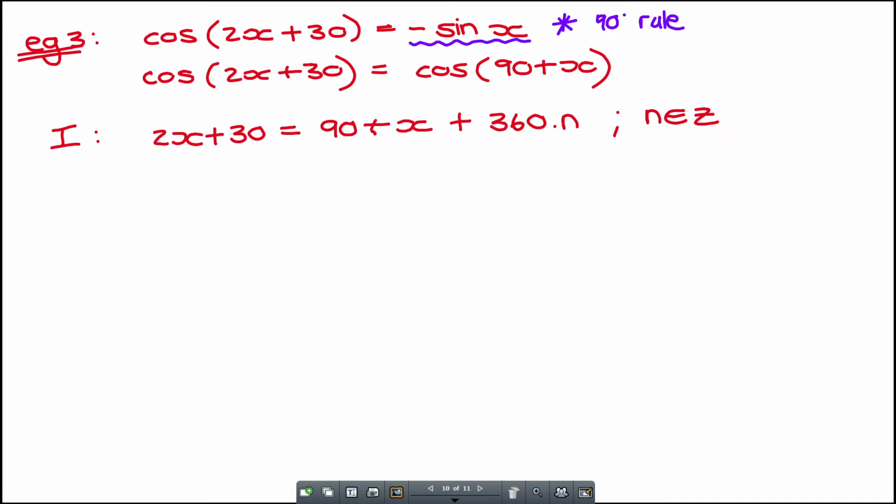Okay, right, so let's take all the unknowns to the left, normal numbers to the right. So this 2x was already on the left. Bring that x over, so it will become minus x. 90 was that side. I bring the 30 over, so it becomes minus 30. And the 360n just stays.